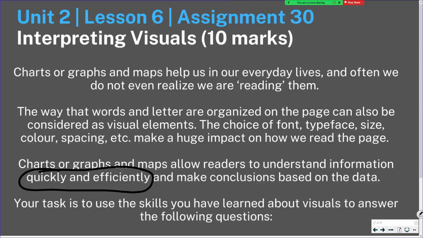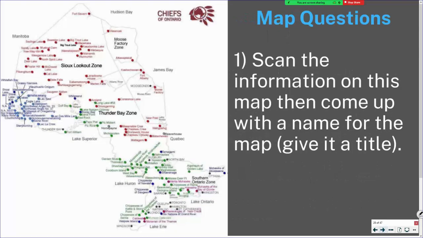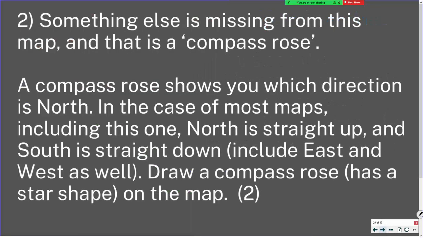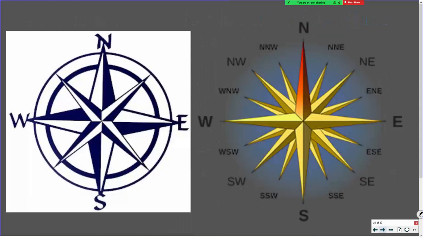We write with our words and our letters, but we also write by the visual elements that we give to people. That's a really important part of being a writer. You're designing a page. You're designing a document to give to somebody. And so we had a look at this Chiefs of Ontario map. Again, your job is to give it a title. Go back to my last class for a longer explanation on this one. You need to give a compass rose. I've given you an example of a compass rose, right? That's what they're asking for in that assignment.